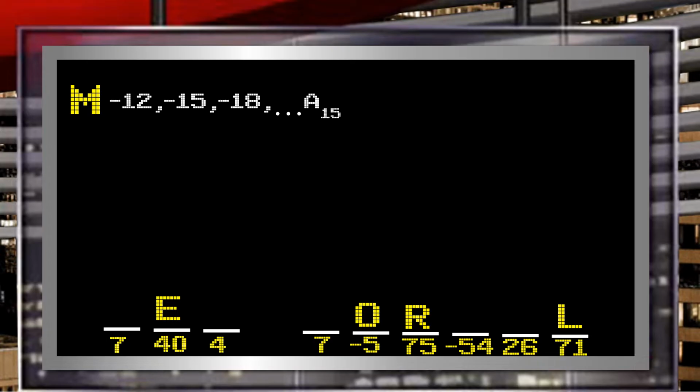Pwedeng kayo naman ang mag-solve para sa sequence na ito. Pwede nyo i-pause itong video para mag-solve kayo, and then later on, pwede nyo i-play na lang para i-compare kung tama inyong sagot.